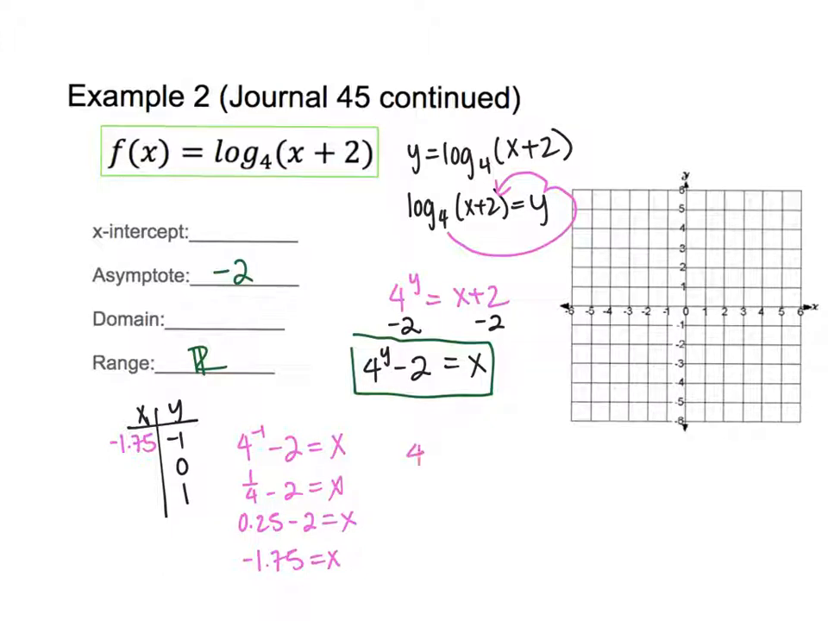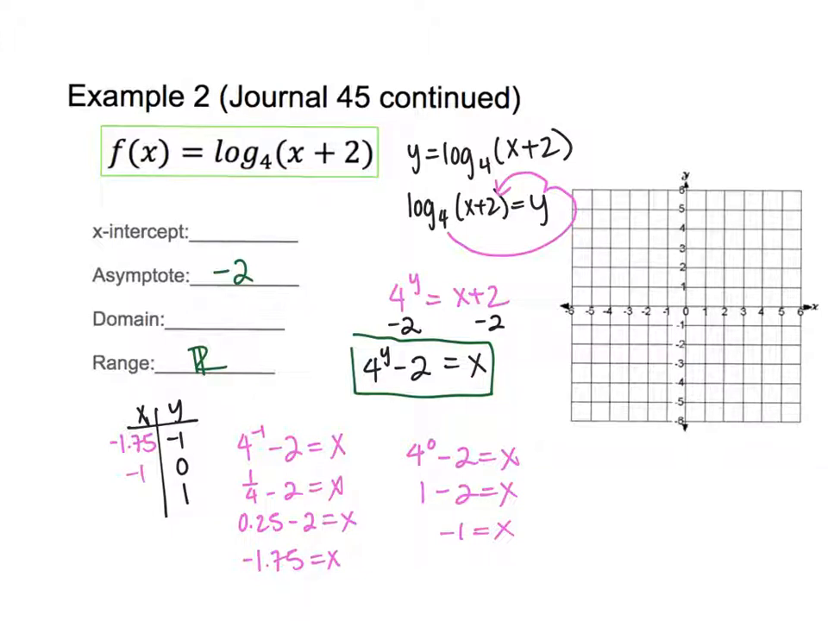So now I'm going to plug in 0 into this equation. So that's going to be 4 to the 0 power minus 2 equals x. Okay, 4 to the 0 power is just 1. 1 minus 2 is just -1. So x is equal to -1.